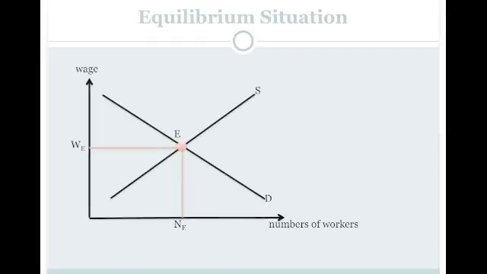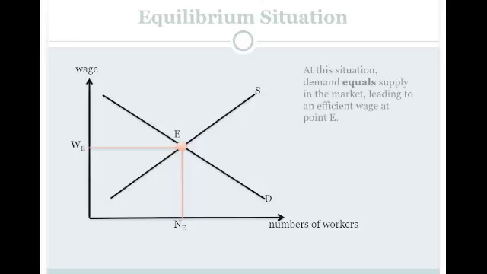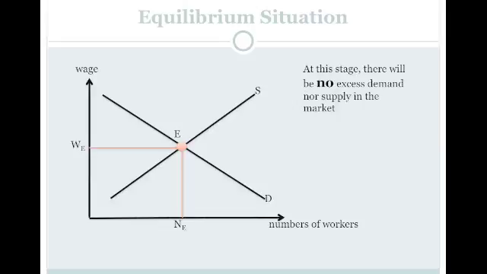Before we take a look at excess supply, we will take a look at the equilibrium situation. This is a basic graph between the demand and supply curve. In this situation, demand equals supply in the market, leading to an efficient wage rate at WE at point E. At this state, there will be no excess demand nor excess supply in the market.